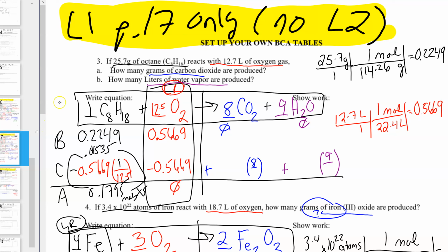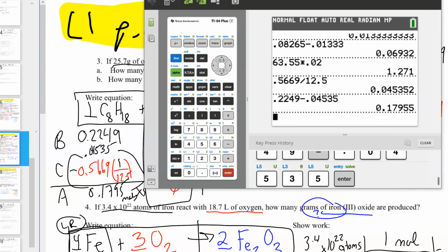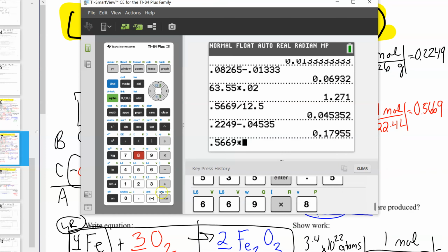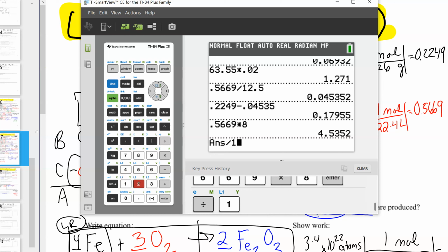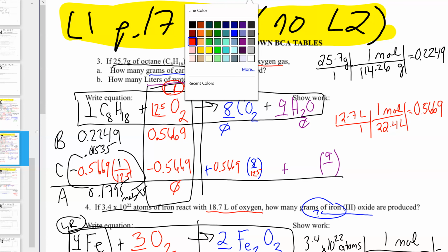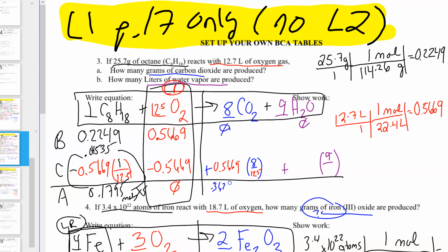So I've got to do both of these problems right here. Okay, so we've got 0.5669 times the ratio of carbon dioxide to oxygen. Okay, and let's figure that one out. So 0.5669 times 8, and then we've got to divide by 12.5, and that's going to give us 0.3628 moles. Let's do the conversion right here.